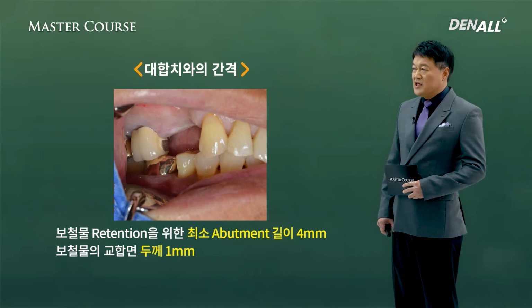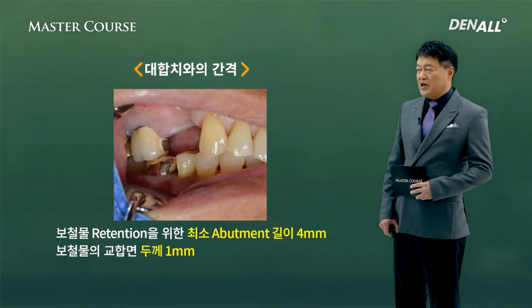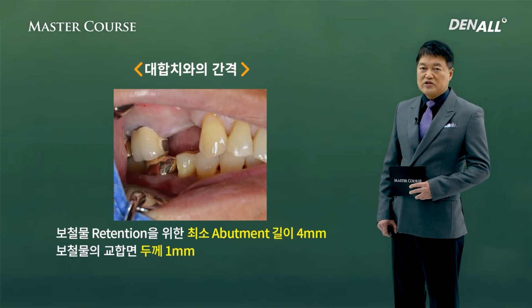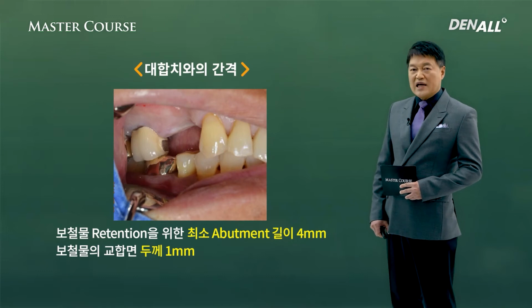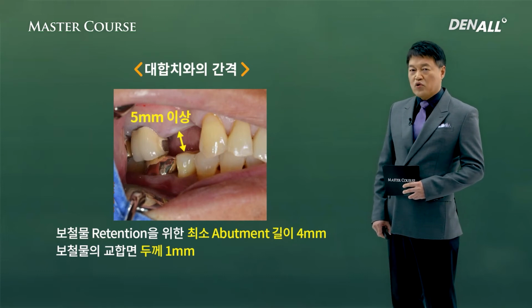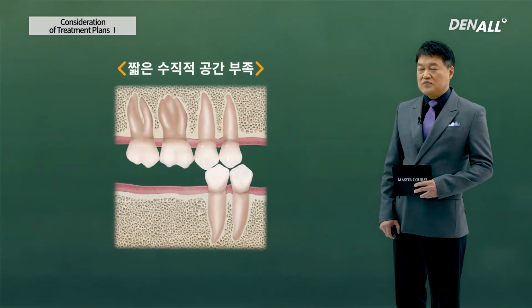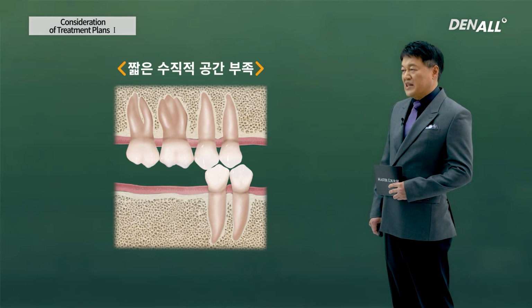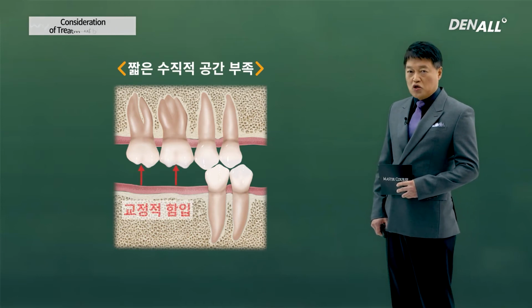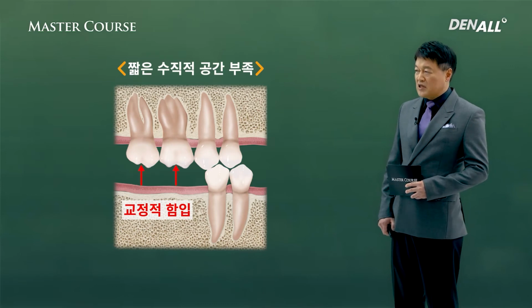For prosthetic retention, the minimum abutment length is 4 mm and the occlusal surface of the prosthesis needs to be at least 1 mm. The distance from the alveolar crest to opposing teeth needs to be more than 5 mm. However, due to extrusion of opposing teeth, if there is short vertical space, you can do negative intrusion first and then proceed with implant surgery.